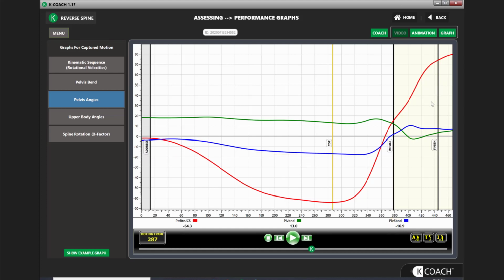So why that's important to note is when your player is rotating, okay, let me grab a golf club and show all of you.